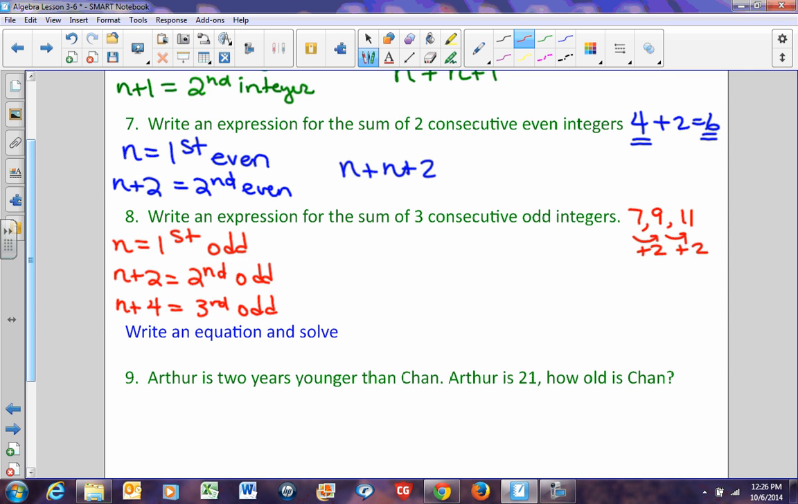So that expression for the sum again, which is adding, would be n plus n plus 2 plus n plus 4. And if you like, you can put them in parentheses. It's not going to change the answer in any way, shape, or form. It just makes it easier to see. That's the first number, this is the second number, and this is the third number.